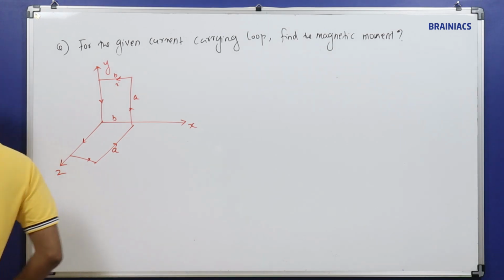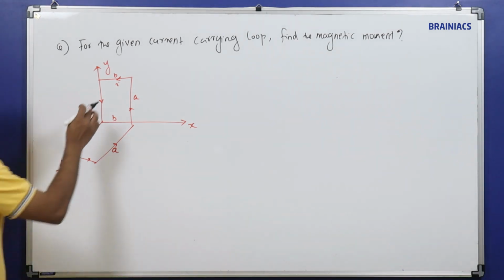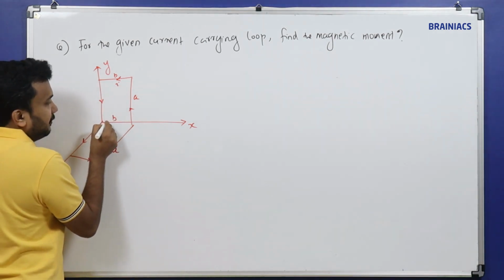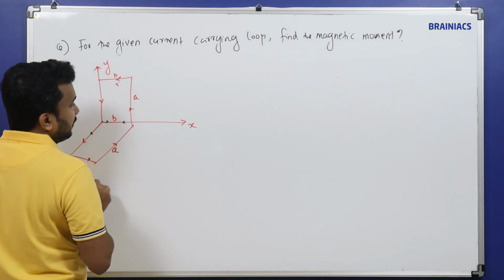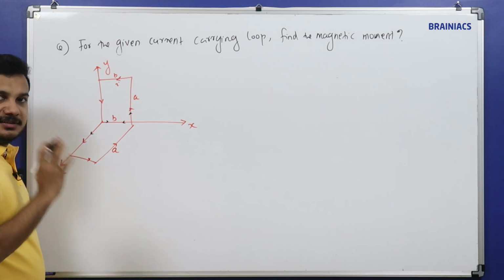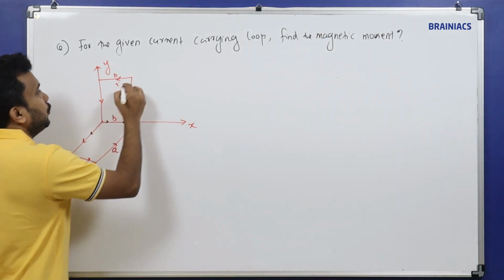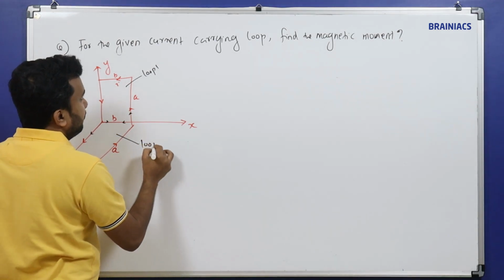Now the point is, how many loops will be here? Two loops will be there. You can see whenever the current is coming, some part of the current will go here, some part of the current will go here. Similarly, when the current is here, some part will go here, some part will go here. But this current will not get cancelled. Definitely there is a current. So this is like two loops, loop one and loop two, symbol wise.